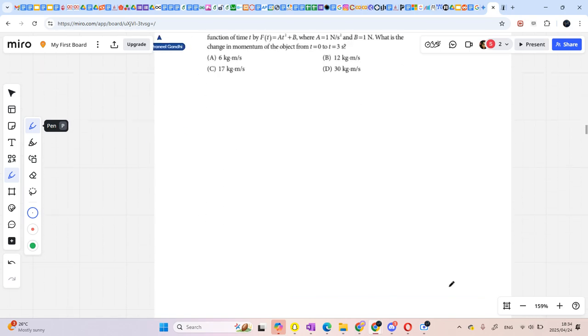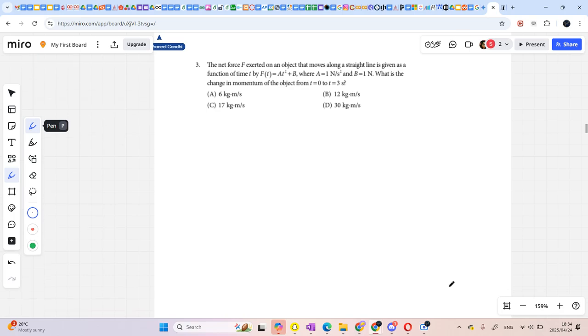All right, question 3. The net force exerted on an object that moves along a straight line is given by a function of time. F of t is equal to a t squared plus b, where a is equal to 1 newton per second squared and b is equal to 1 newton. What is the change in momentum of the object from t equals 0 to t equals 3?